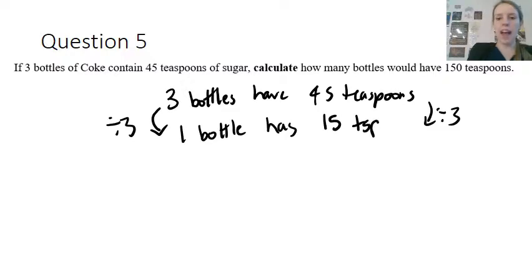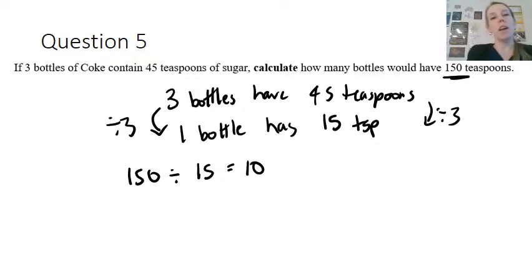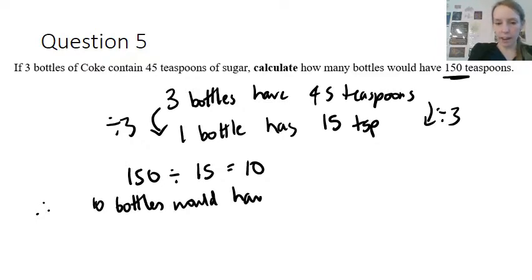So one bottle has 15 teaspoons, but it's asking me about 150 teaspoons. So I need to work out how many bottles that is. So it's 150 teaspoons divided by the number of teaspoons per bottle, which is 15, and that will tell me how many bottles there are. So 150 divided by 15 obviously equals 10, so therefore there must be 10 bottles because each of them has 15 teaspoons of sugar. Therefore, 10 bottles would have 150 teaspoons of sugar.